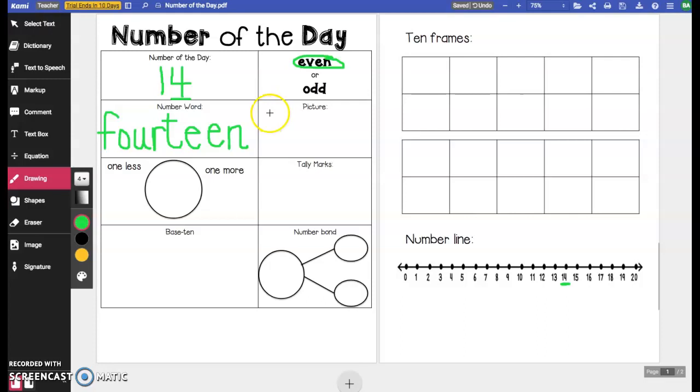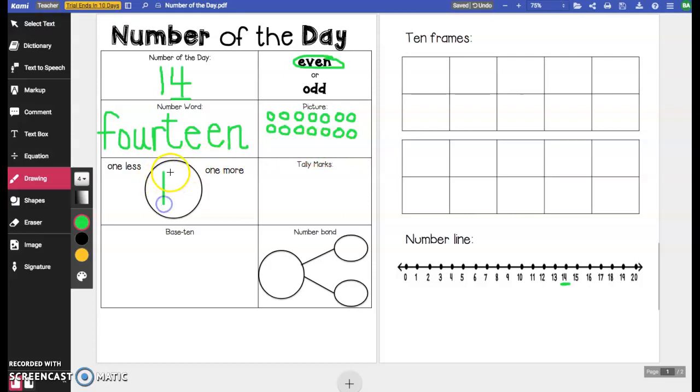All right, so now let's draw our picture because that will help us when we do our story problems in just a little bit. So let's go ahead and draw it. 1, 2, 3, 4, 5, 6, 7, 8, 9, 10, 11, 12, 13, 14. Remember, with math, we keep it simple when we're drawing a picture.